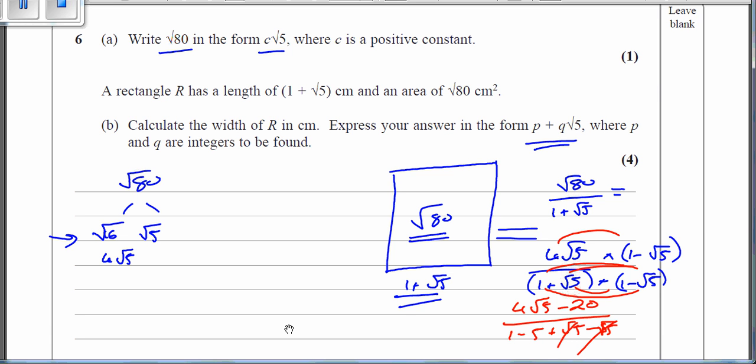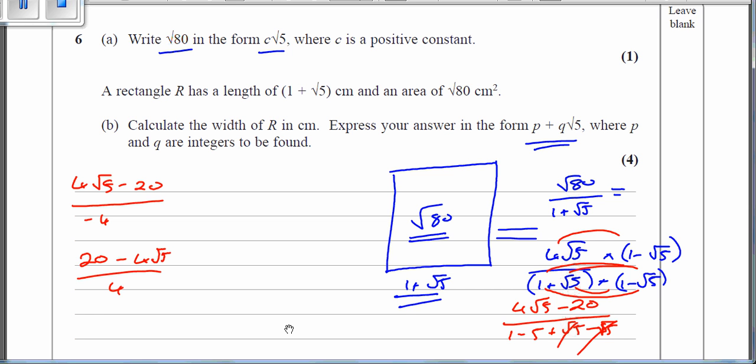So then if we bring that over to the left hand side of the screen, what we've got is 4 root 5 minus 20 over minus 4. So then if we times everything by minus 1, that's going to be 20 minus 4 root 5 over 4. So 20 over 4 is 5. 4 root 5 over 4 is going to be 1 root 5. So we've got 5 minus root 5. And that's the answer to the 2014 paper.